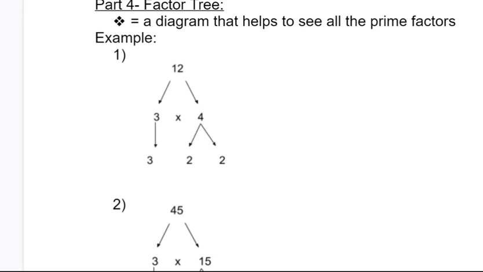So I'm going to divide 4 into 2 branches and give them both 2's. So now the final numbers that are left at the bottom are 3, 2, and 2. And I cannot further divide those because they are all prime numbers. So here, all the prime factors of 12 are 3, 2, and 2.